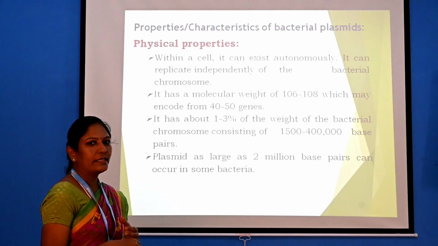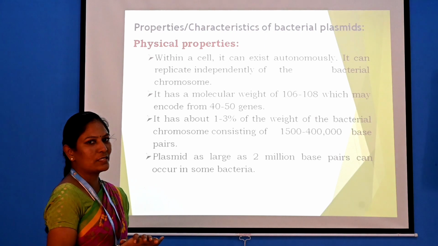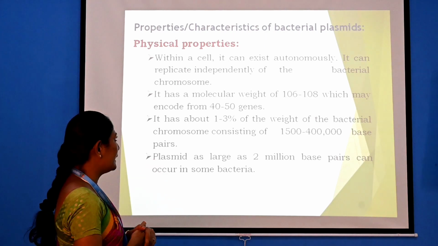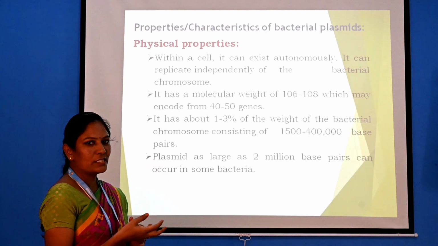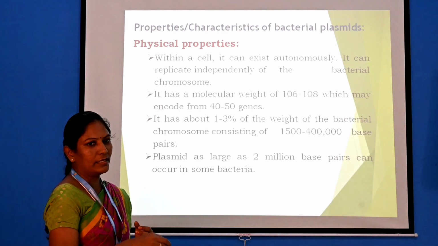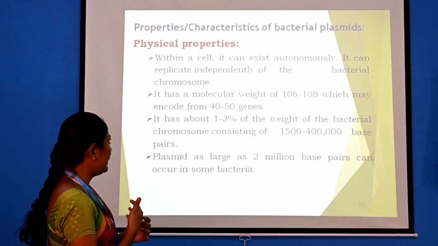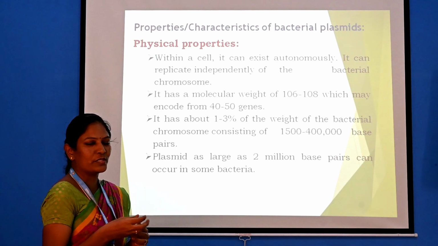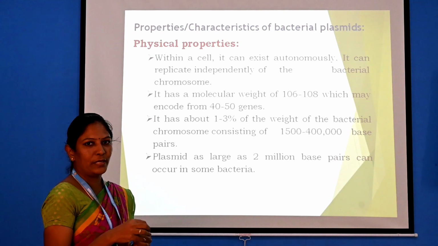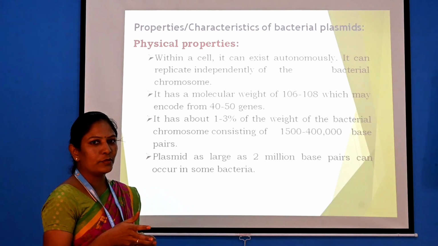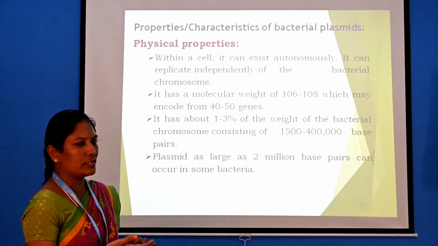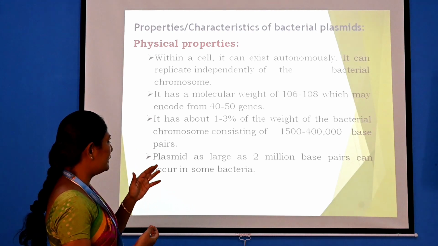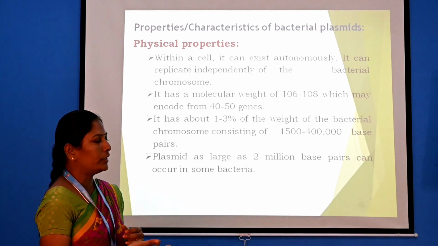Next is the characteristics and features of the plasmid. The first one is physical properties. The physical properties mean it can exist autonomously, and it can replicate independently of the bacterial chromosome, except the episomes. Because episomes are integrative plasmids, they integrate with the host chromosome for their replication. Apart from that, all the plasmids can replicate autonomously.